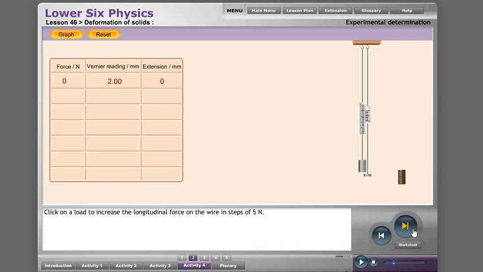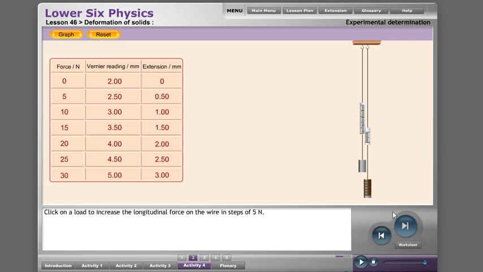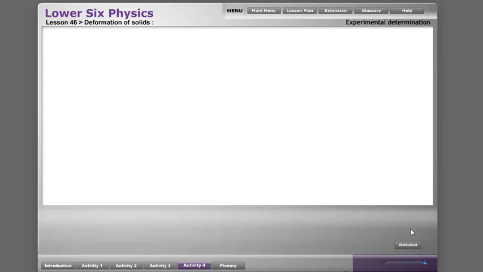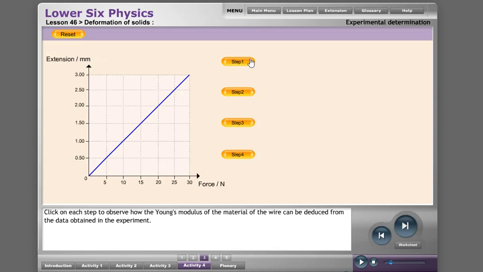Click on a load to increase the longitudinal force on the wire in steps of 5 newtons. Click Graph to observe the graph of extension against load being plotted. Click on each step to observe how the Young's modulus of the material of the wire can be deduced from the data obtained in the experiment.